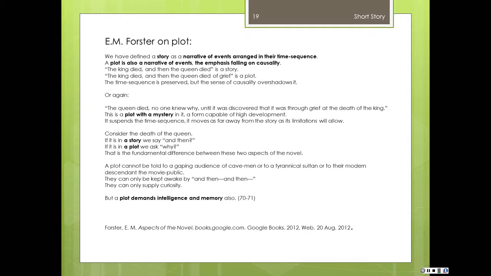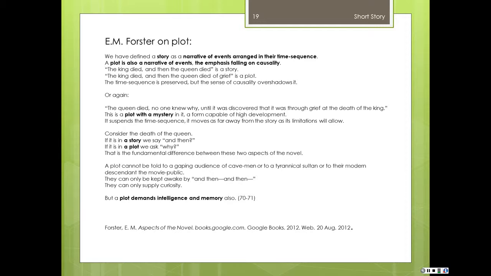E.M. Forster, a novelist, published a book called Aspects of the Novel, and in it he addressed plot. It's one of the clearest explanations that I have found, and so I'll share it with you. First of all, he defines story as a narrative of events in time sequence, a chronological arrangement of the sequence of events in a story. He says that plot is also a narrative of events, but that the emphasis is on why, causality.